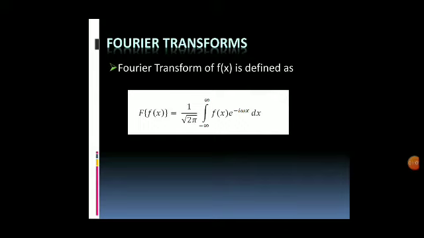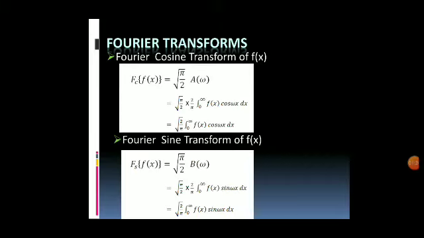First, we'll study the Fourier transform of a function f of x. It is denoted by capital F of x, and it is defined as capital F of x is equal to 1 by root of 2 pi, integral from minus infinity to infinity of f of x e raised to minus i omega x dx. Similarly, we have two more formulas.